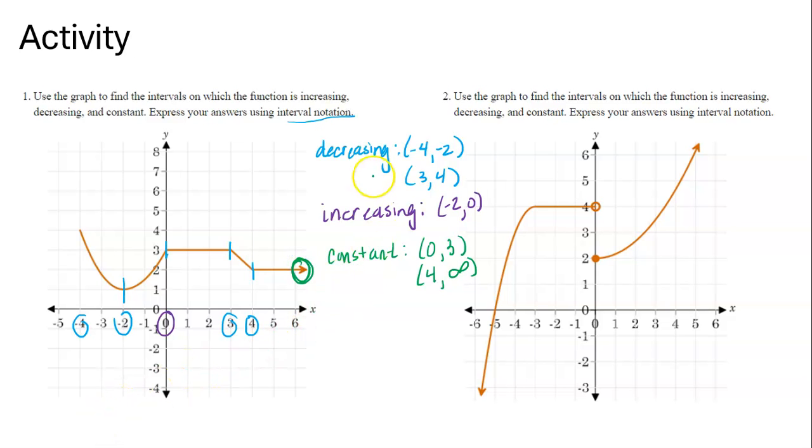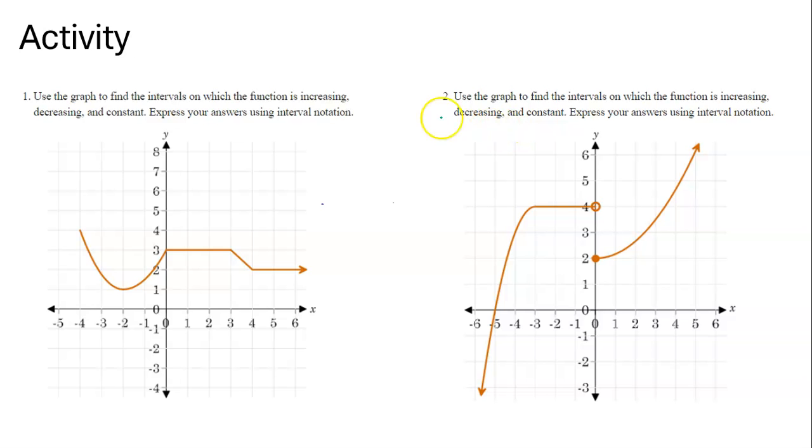Okay, I'm going to erase this and do 2. All right, so this is 2. I'm going to put this up here so you can fit it on your paper. And we're doing the same thing, increasing, decreasing, and constant. So I know that there's a change here. It looks to be increasing from here, constant, and then increasing here. So this is never decreasing.